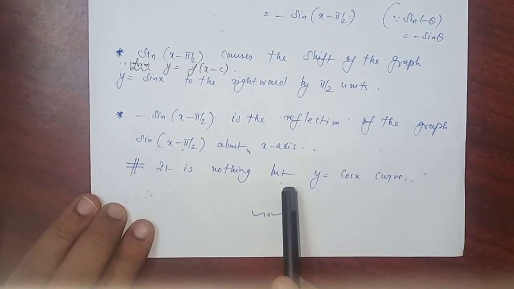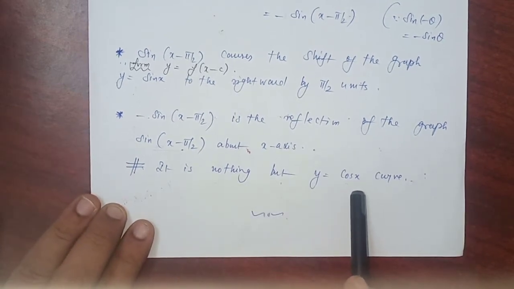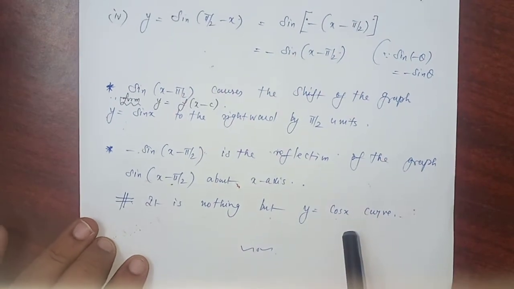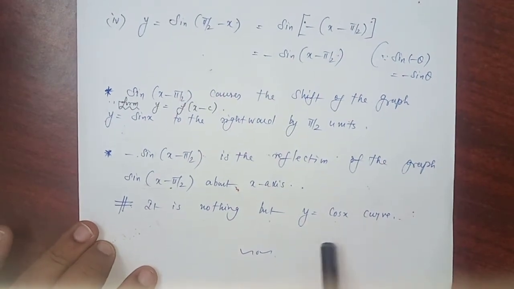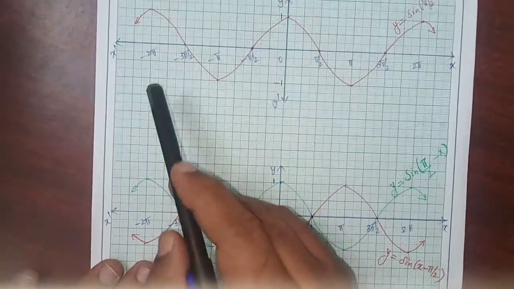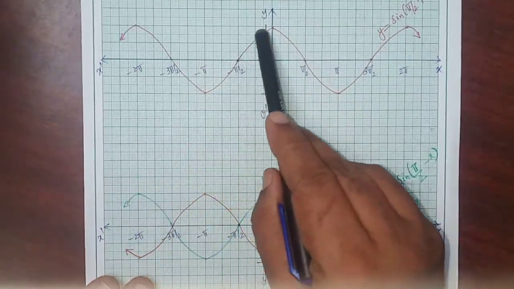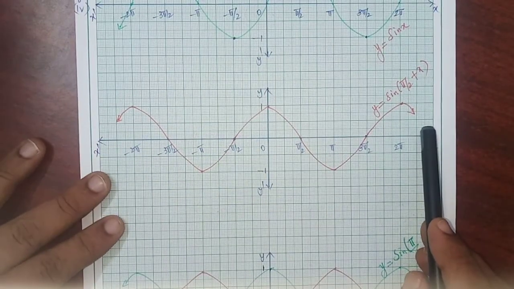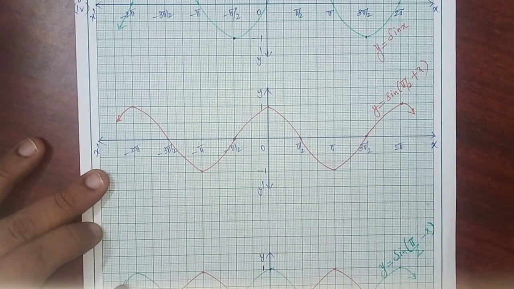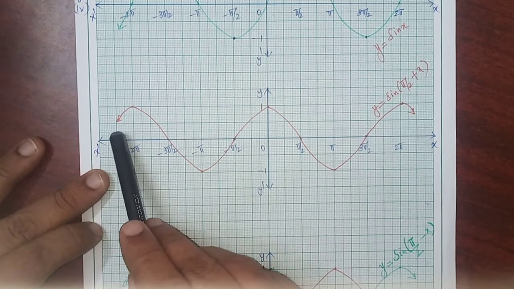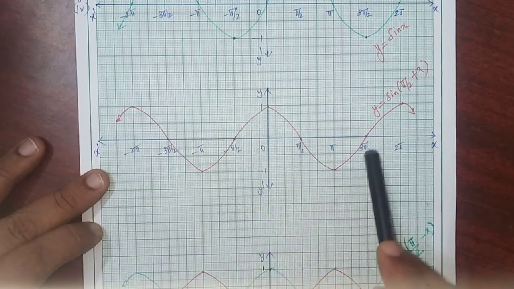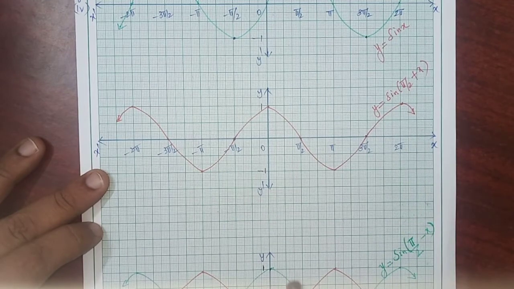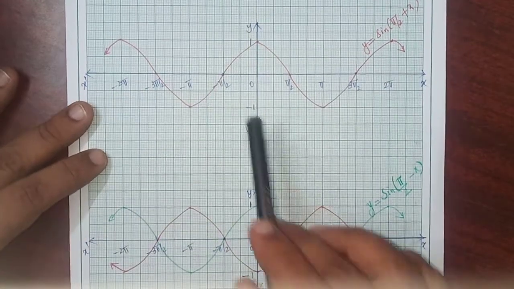So it is also nothing but the y is equal to cos x curve. Particularly subdivision 3 and subdivision 4 are both cos x curves only. See, subdivision 3 is the red color one. Subdivision 4, the resultant graph, is the green color one. Same shape it is. Look at that. So both are cos curves only.